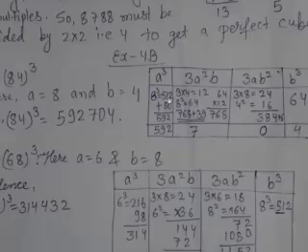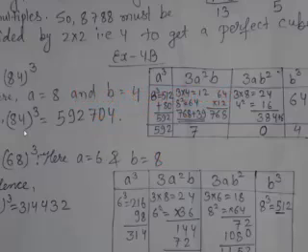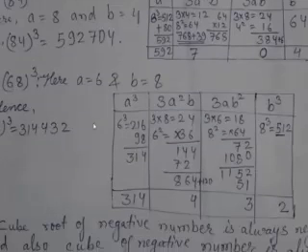And 8 cube is 512. Since I made the small box, this looks complicated, but it is very easy. 512 and the 80 carried over is added, and it becomes 592. Now all these numbers will be written: 592704. So the cube of 84 is 5,92,704.